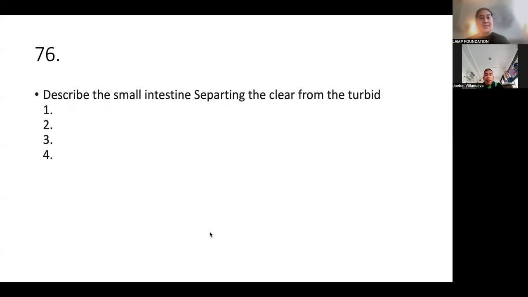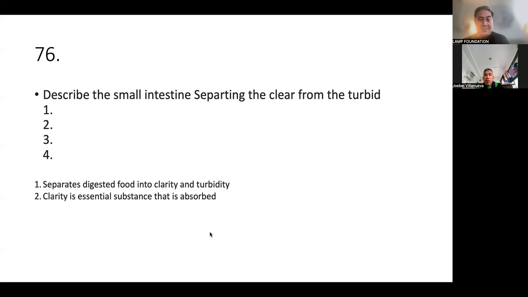Describe the small intestine, separating the clear from the turbid. First, it separates digested food into clarity and turbidity. Second, the clarity, the essential substance, is absorbed. Third, the turbidity of food waste goes to the large intestine. And the last one, the water waste goes to the bladder.